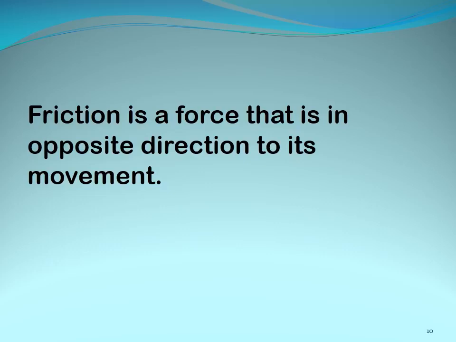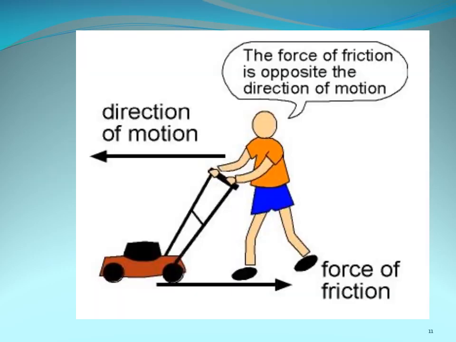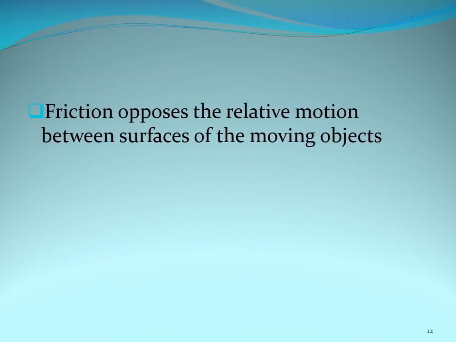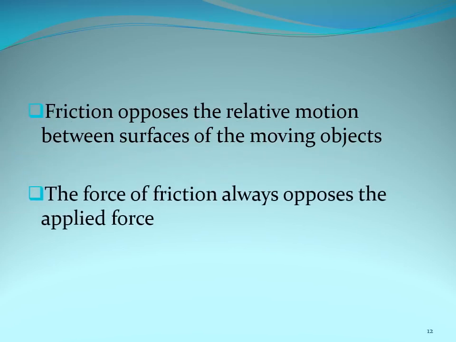That is, friction is a force that is in opposite direction to its movement. This picture helps you to understand the direction of force of friction in a simple way. The force of friction is opposite to the direction of motion. From this picture you can understand the fact. Characteristics of friction. Friction opposes the relative motion between surfaces of moving objects. The force of friction always opposes the applied force.